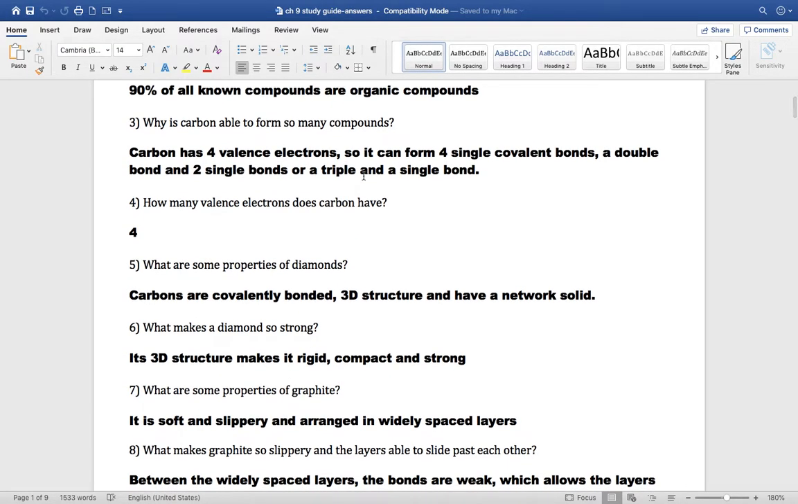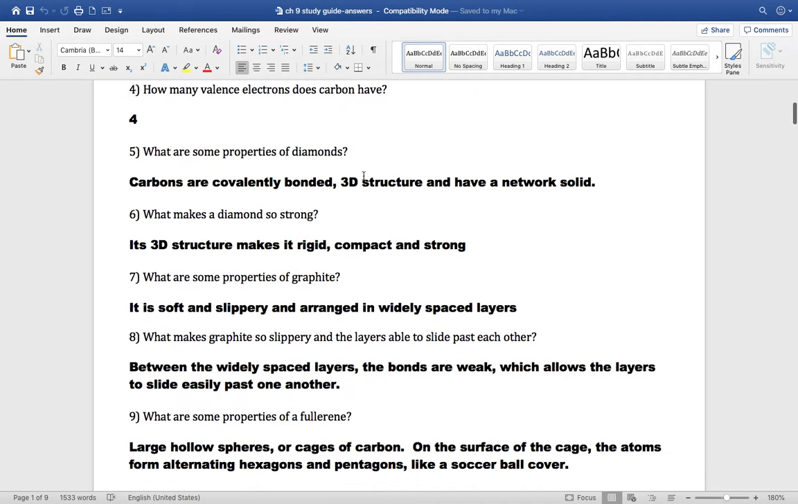Why is carbon able to form so many compounds? Because carbon has 4 valence electrons, so it can form 4 single covalent bonds, a double bond and 2 single bonds, or a triple and a single bond. How many valence electrons does carbon have? 4. What are the properties of diamonds?